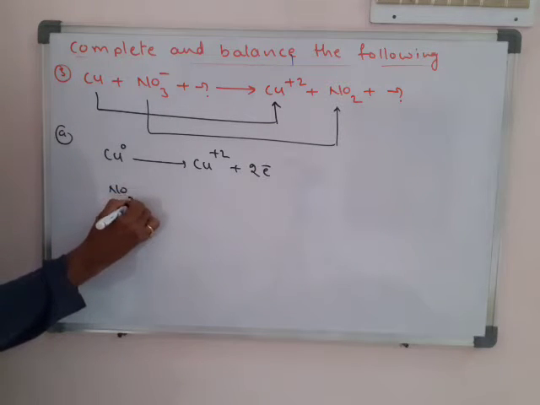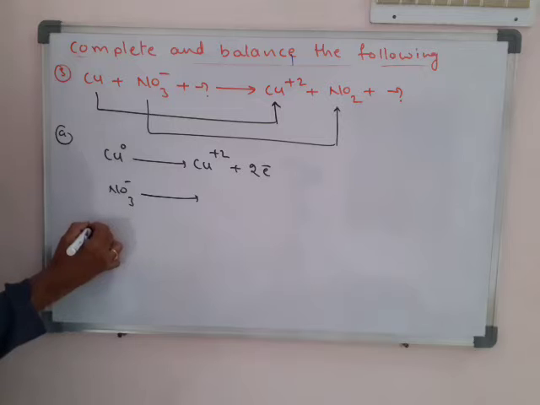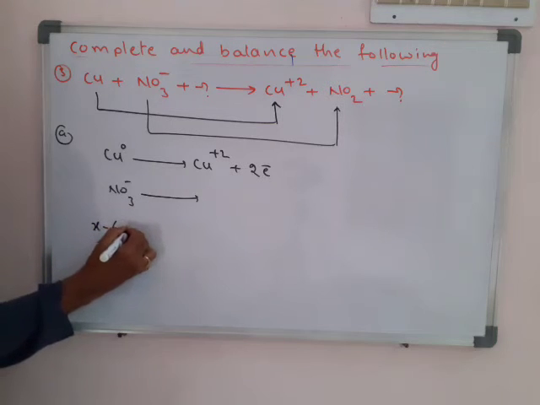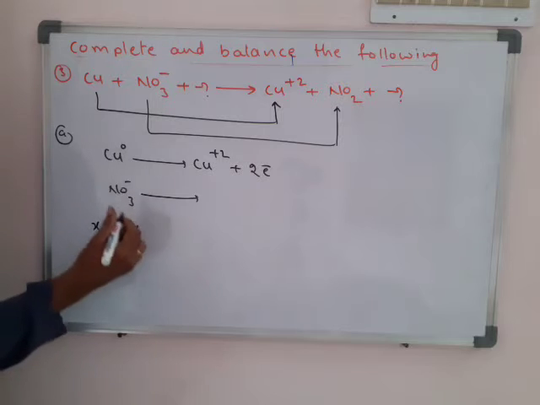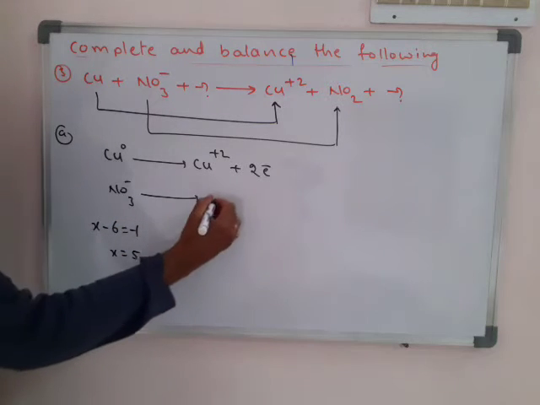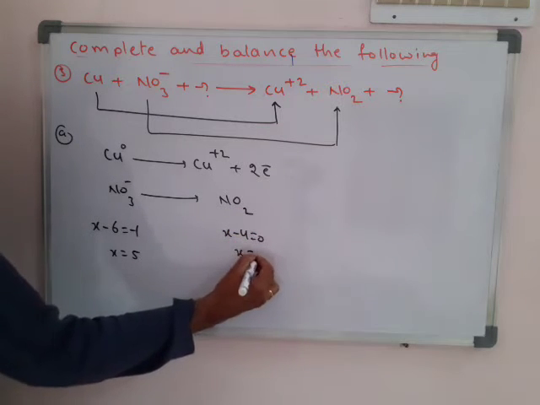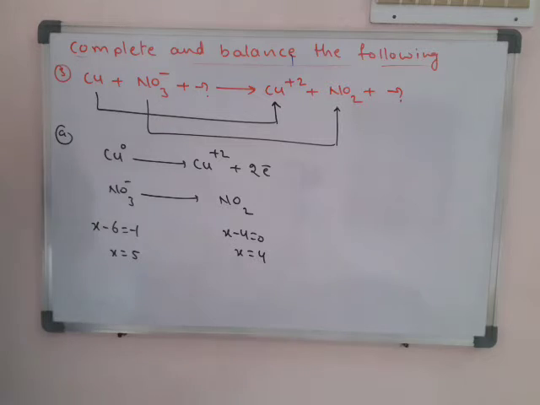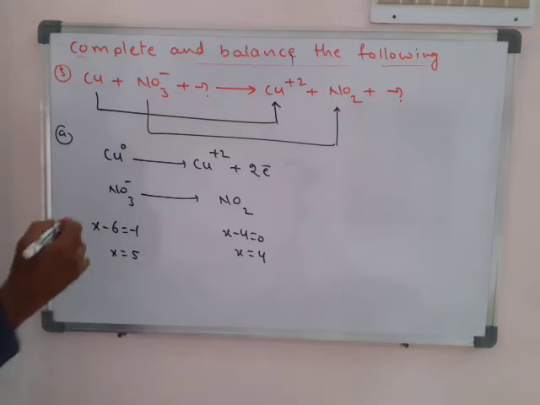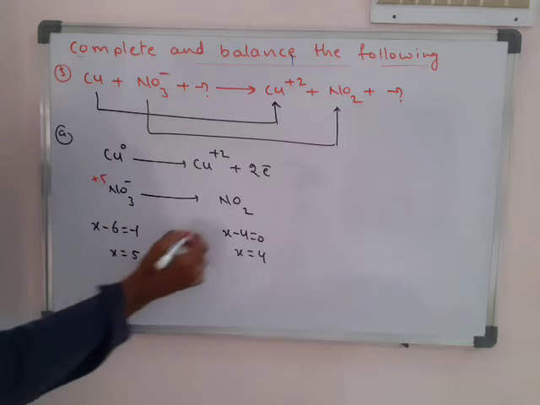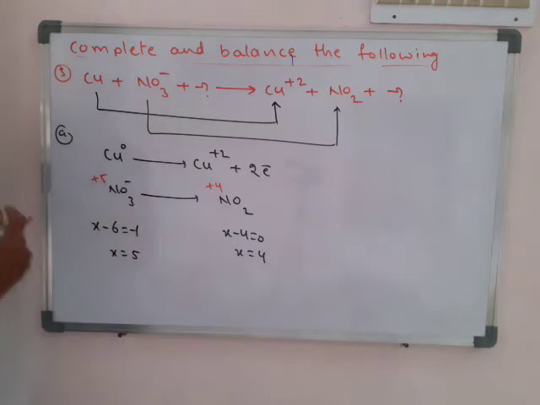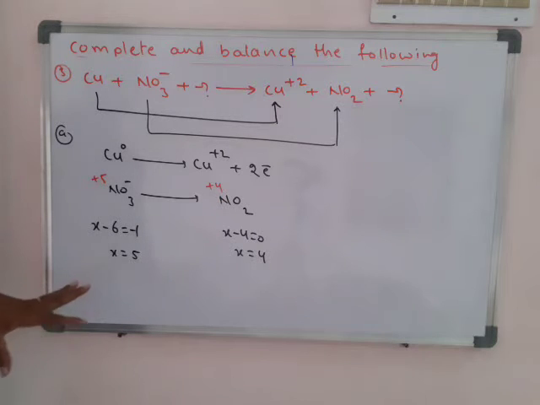Here NO3 minus, nitrogen oxidation state how much? X, each oxygen carries minus 2, total overall minus 1. Sorry, total plus 5. Again, what is the NO2 condition? So here in NO2, X minus 4 equals 0, X equals 4. Means the nitrogen oxidation number here is plus 5, here nitrogen is plus 4. So there is a decrease. Decrease means it is reduced. So reduced means gaining of electron.